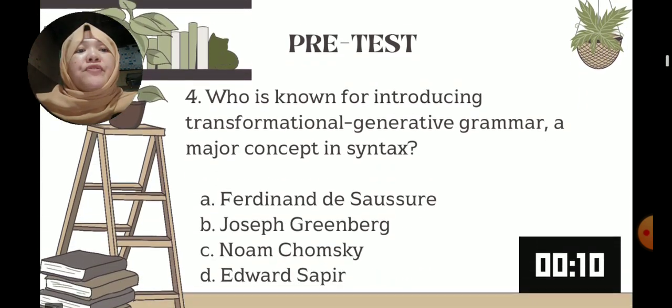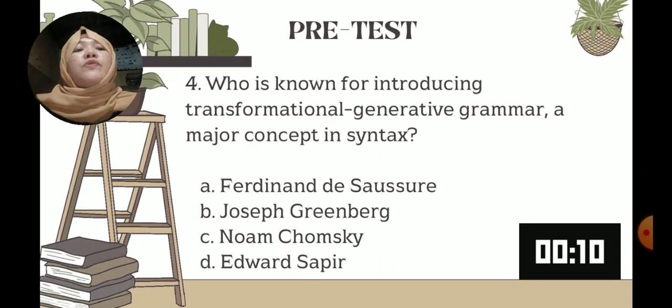Then number 4. Who is known for introducing transformational generative grammar, a major concept in syntax? A, Ferdinand de Saussure. Letter B, Joseph Greenberg. Letter C, Noam Chomsky. And letter D, Edward Sapir.